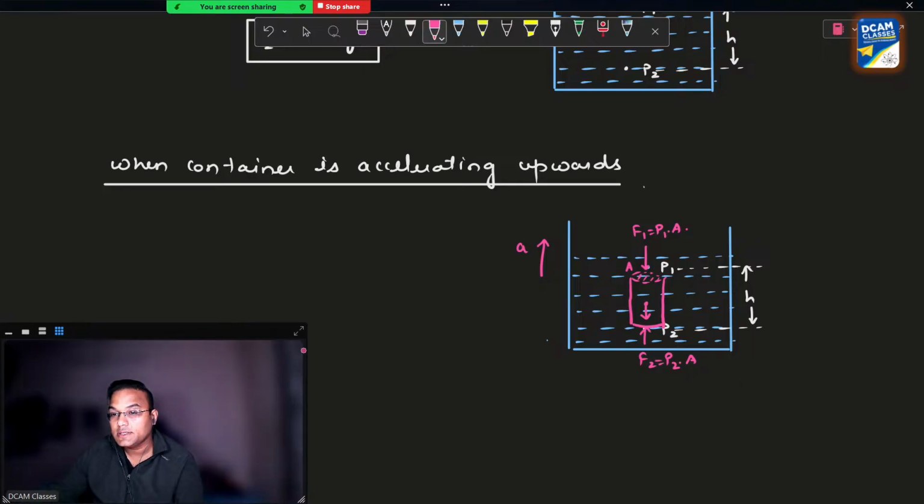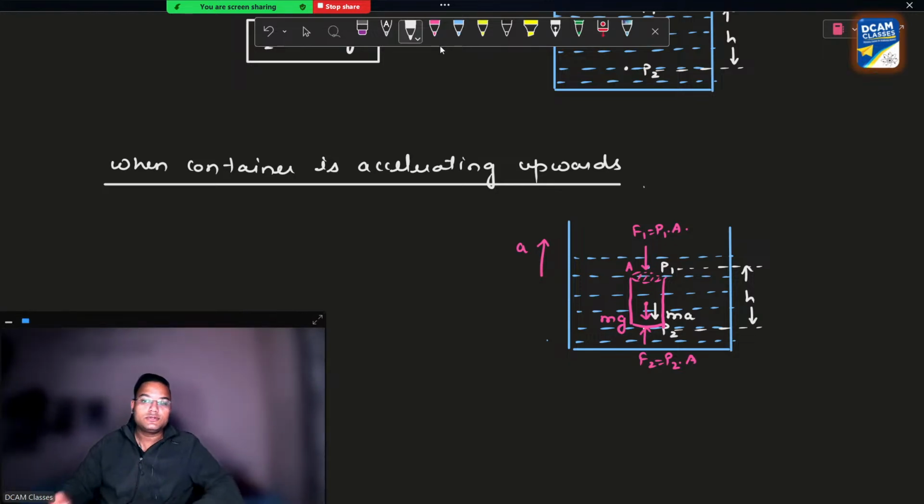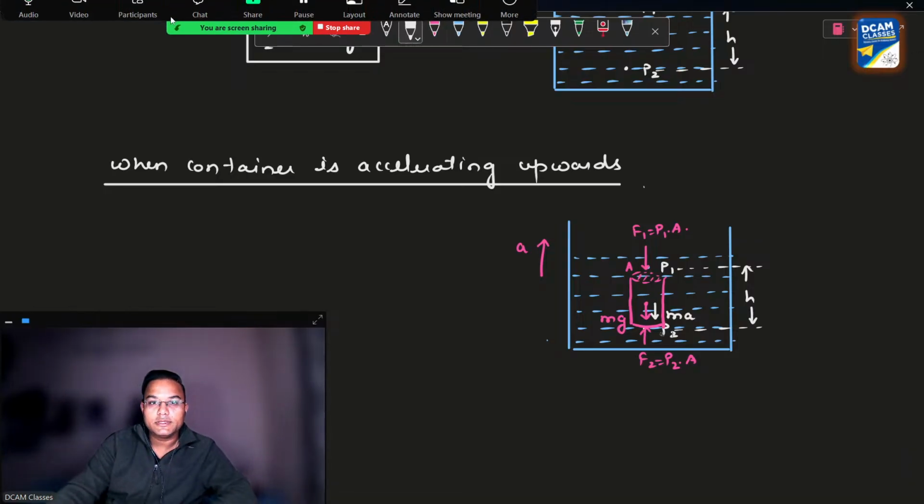Other forces: mg, but with that there will be one more force because it is accelerating upwards. It will be a pseudo force. See, it's up to you. Either you make use of pseudo force or take the whole system which is accelerating.